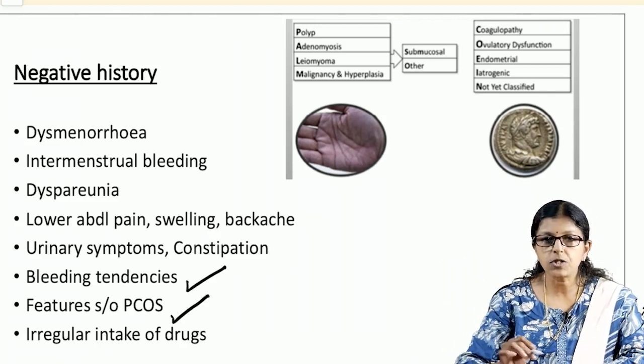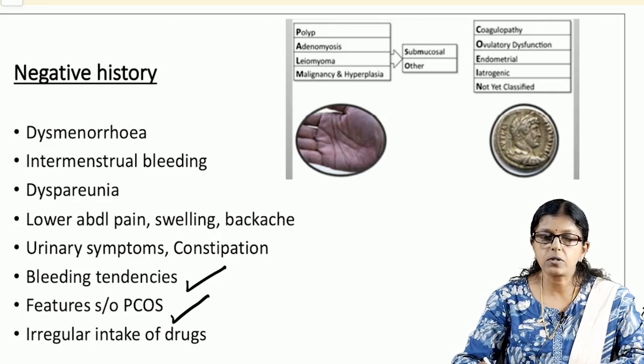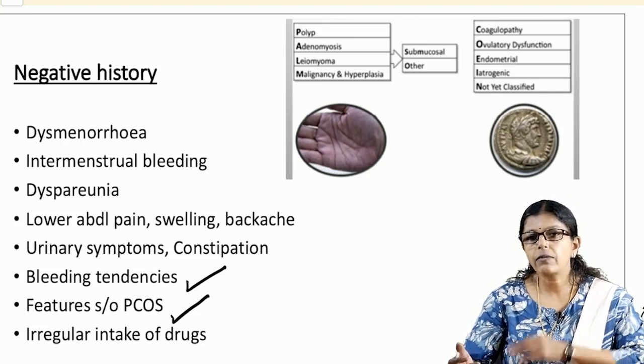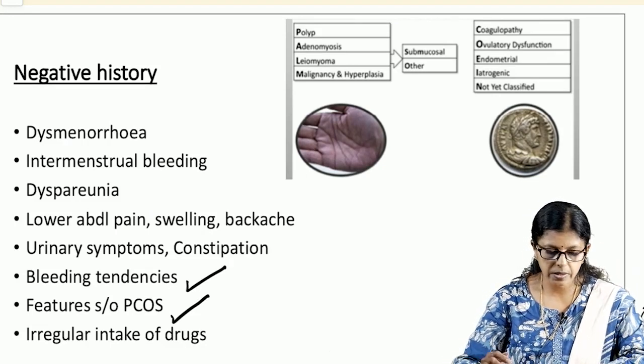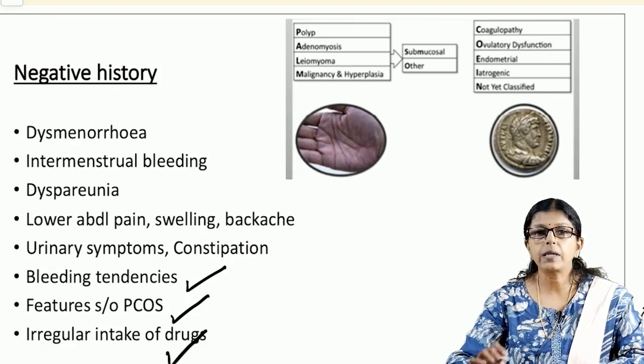Are there features suggestive of PCOS? What will that tell you? You have your ovulatory dysfunction. So when you take a history, you will have to ask her whether she's having acne, does she have galactorrhea, does she have dark patches on her neck suggestive of acanthosis nigricans. So these on history and examination you will have to look for, and whether she is taking any drugs.